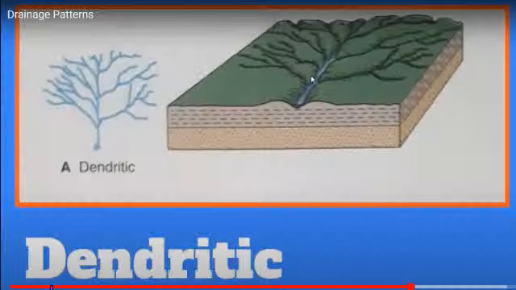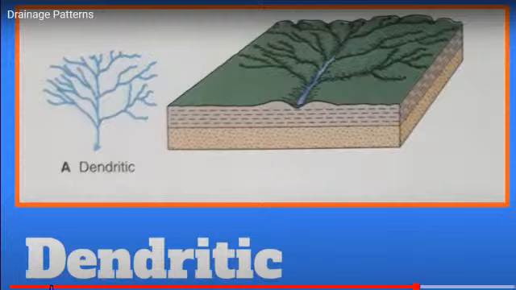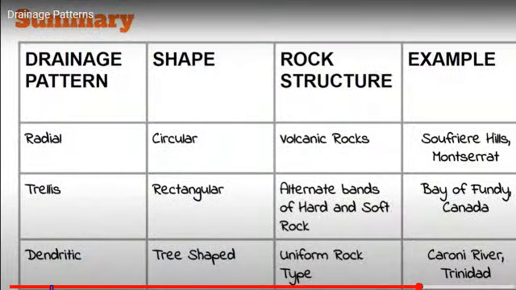This diagram shows a more realistic look of the dendritic drainage pattern. Alright, so here's a summary. The radial drainage pattern has a circular shape. It is usually found around volcanic rocks where there is a peak. One example is Soufrière Hills in Montserrat.